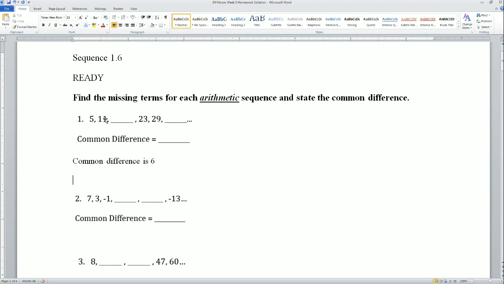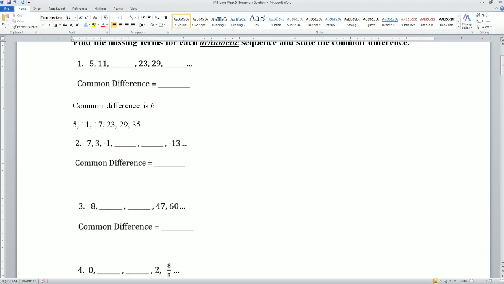So your sequence should be 5, 11, right? Plus 6. So 11 plus 6 should be 17. Plus 6, 23. 29 plus 6, 35, and so on, okay? Good. Next one. Again, we're going to find that common difference.